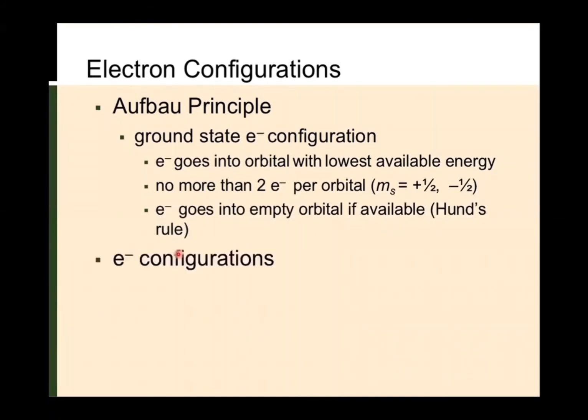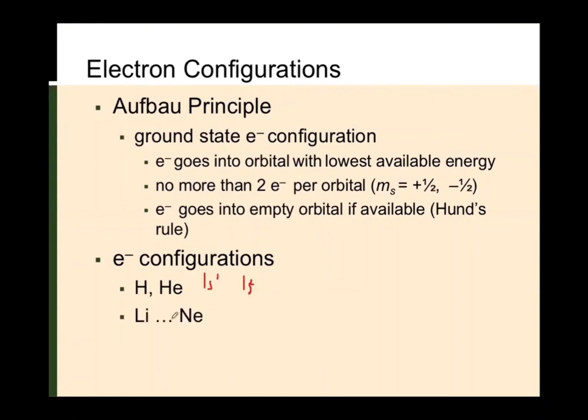So electron configurations, for example, hydrogen, helium. This is 1s1, 1s2. So both of these have the electrons in the 1s orbital. Hydrogen is 1s1 and helium is 1s2.